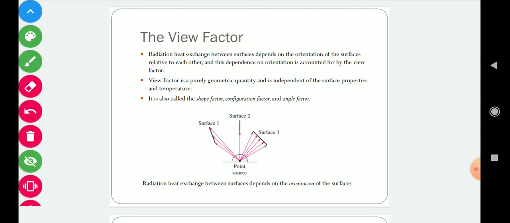The view factor is a purely geometric quantity and is independent of surface properties and temperature. Whatever the temperature or surface property, they don't affect that factor, and it only depends upon the orientation of the objects. It is also called shape factor, configuration factor, and angle factor.